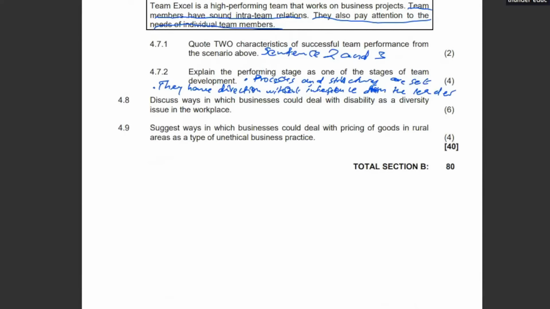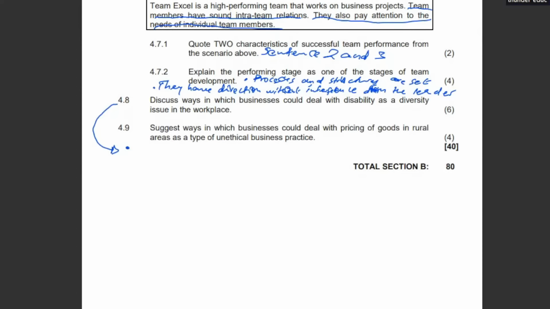Discuss ways in which business could deal with disability as a diversity issue in the workplace. So how can different sets of businesses deal with disabled people at the workplace? And if we check, we have 6 marks. 6 marks means 3 points.